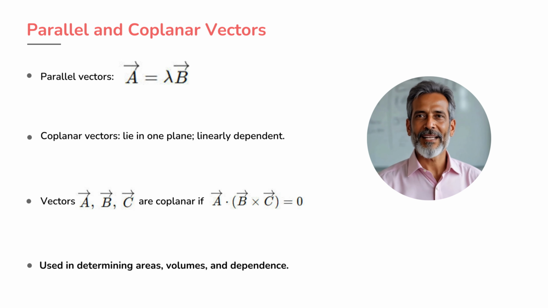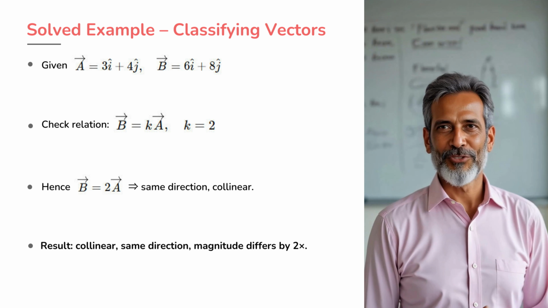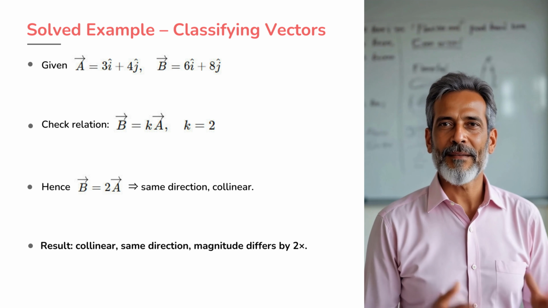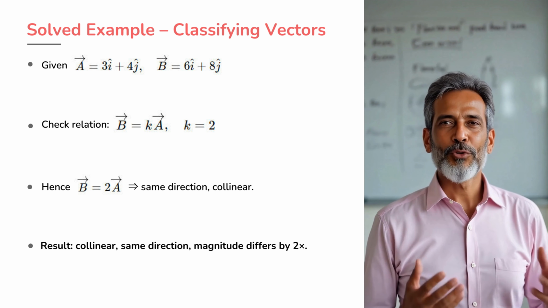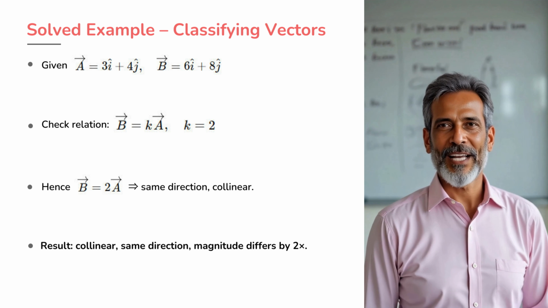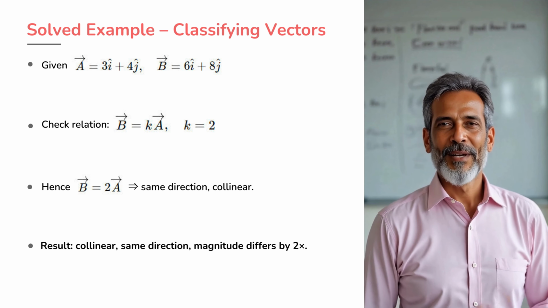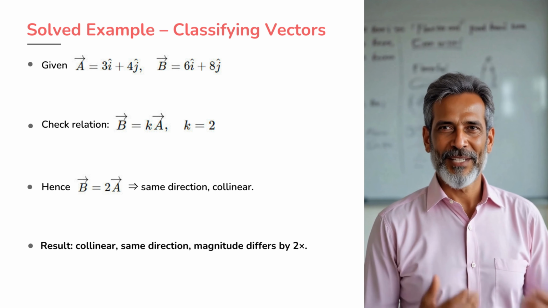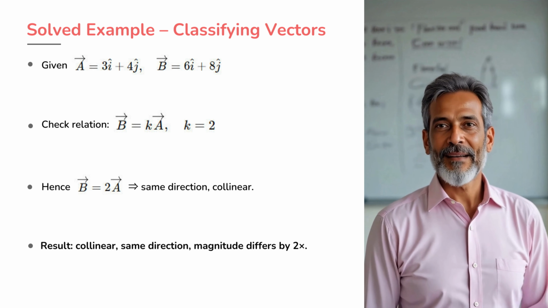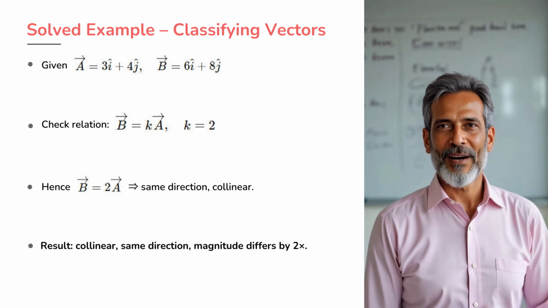Got it? Excellent. Let's put all this together with a solved example. Suppose we have vector A equal to 3î + 4ĵ and vector B equal to 6î + 8ĵ. Our task: classify the relation between A and B. We model that if vector B equals k times vector A, then the vectors are parallel and collinear. So let's find k.